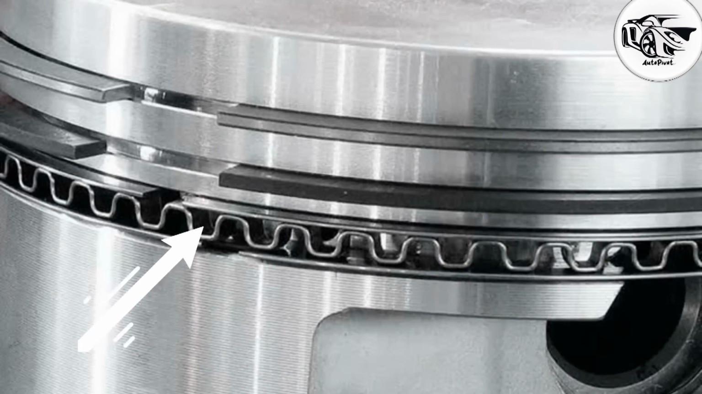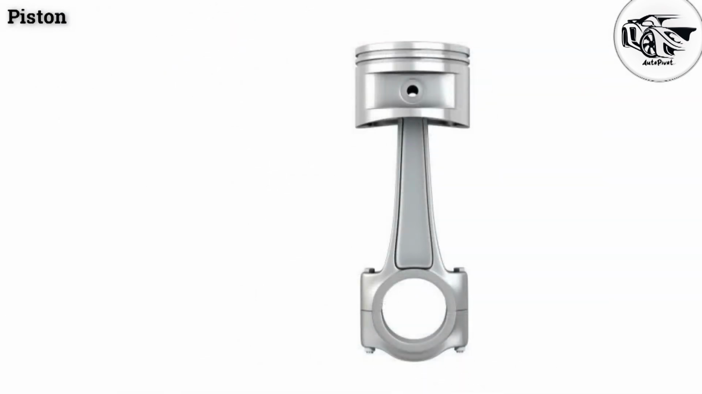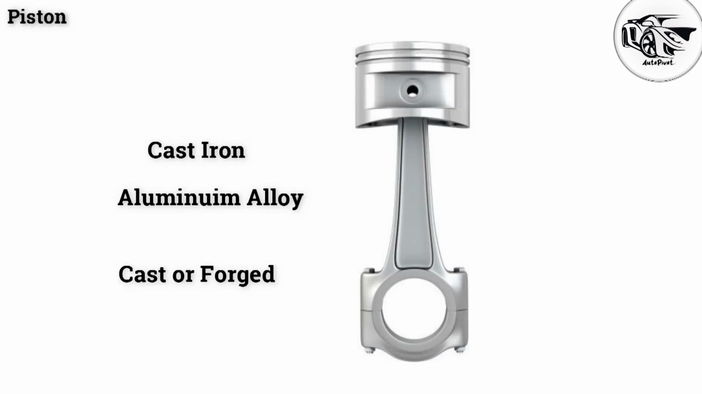It is provided with about 3 to 5 piston rings that provide a good seal between the cylinder wall and piston. The efficiency and economy of the engine primarily depend on the working of the piston. The material used for the piston is mainly cast iron and aluminum alloy. It may be either cast or forged.